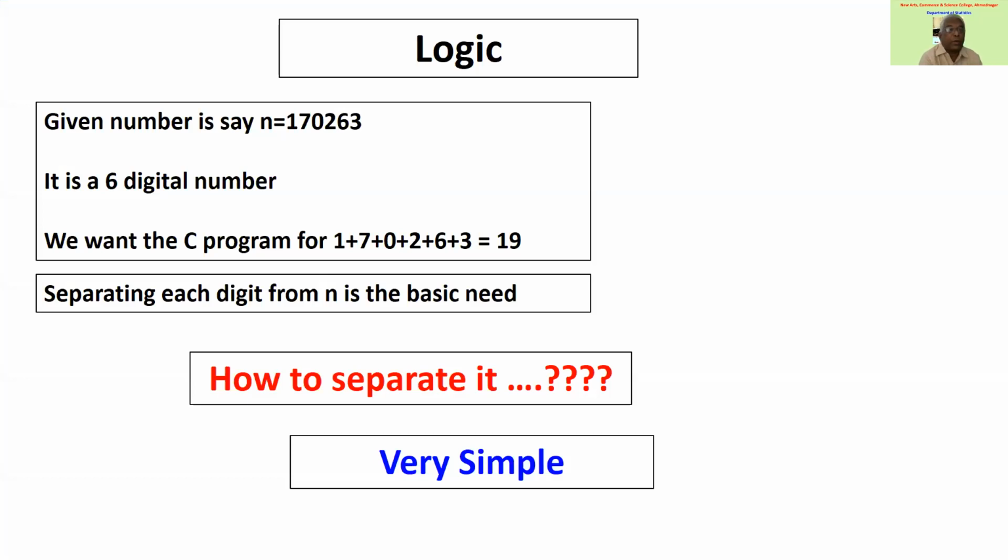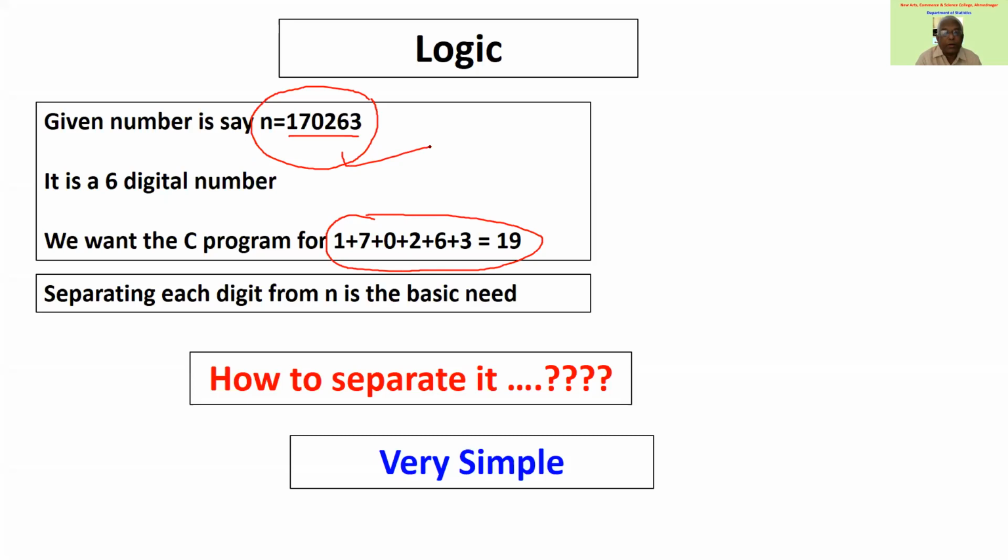Suppose our given number is n equal to 170263. This is our given number. It is a 6-digit number. And what we want is the C program that will separate unit place, tens place, hundreds place, thousands place, 10,000s place, lakhs place, and so on, and add them together to get sum of the digits in a given number.